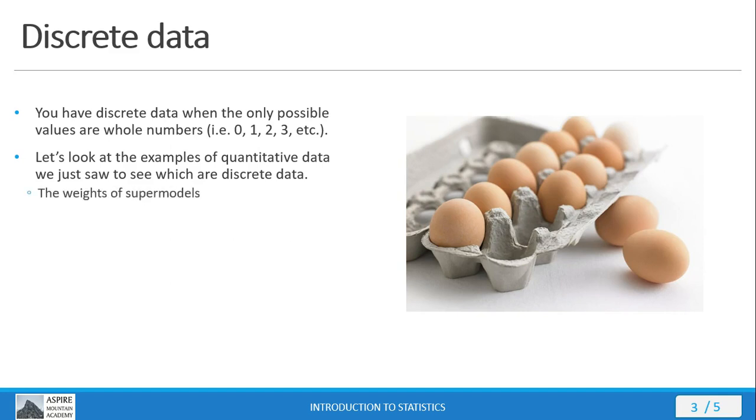First, let's look at the weights of supermodels. Well, the weight of anything is going to be described not just with a whole number, but with a part of a whole as well. It's very, very uncommon for someone to be exactly a whole number of units of weight, whether you're talking about pounds, kilograms, or what have you. So, the weights of supermodels would not be an example of discrete data.